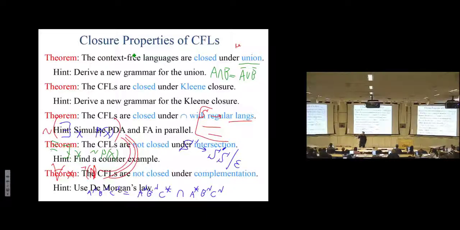So if you have a PDA that never touches its stack ever, no matter what the input is, it might as well be a finite automata. If you have an airplane that never takes off, it's a car or a bus, if it's really large. How many get this? Okay, good. Any other questions? Yeah.